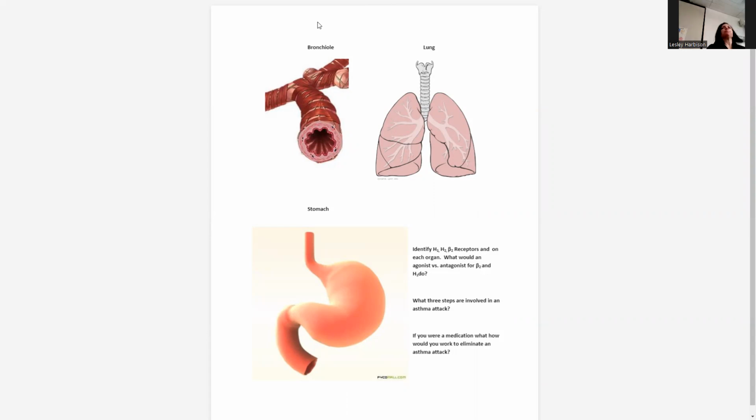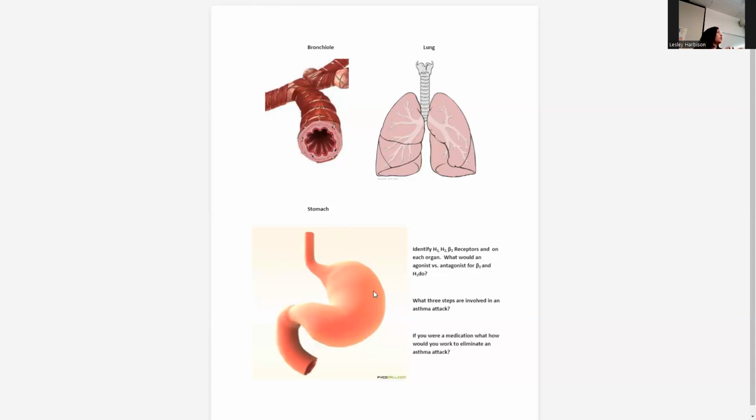All right, we'll get started again. I don't know why there's a stomach on this handout, because we don't do GI for a couple of weeks. So just ignore the stomach. There are some H receptors in the stomach that medications work on, so it will come back. You can save it for later.